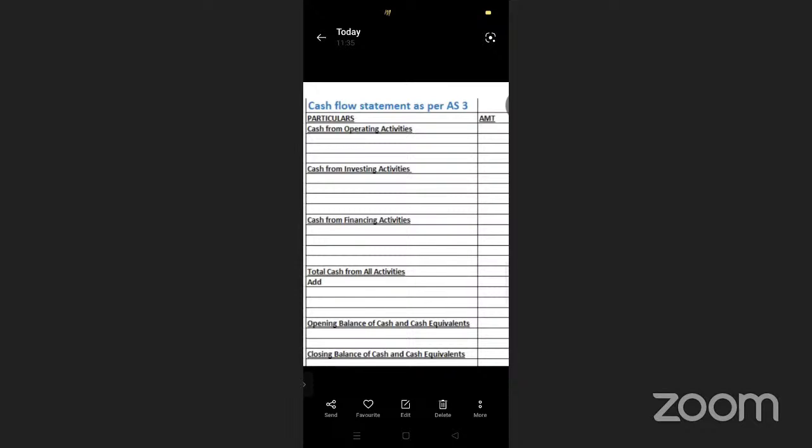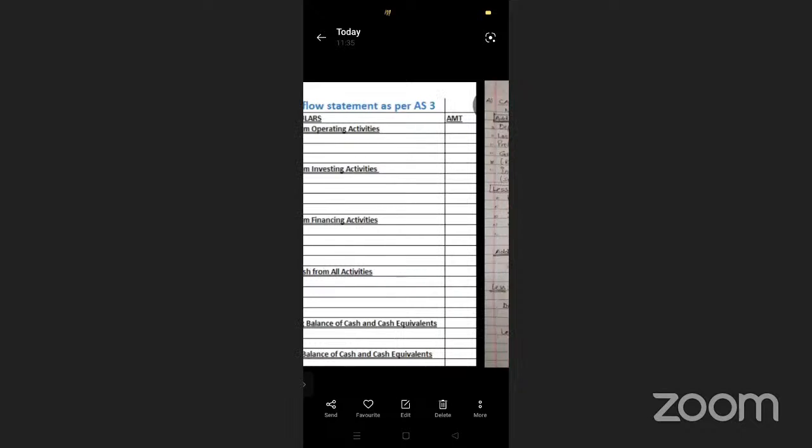Now let us discuss what cash from operating activities is, what transactions or items fall under it, and what the financing activities are, and we will try to find out all three activities. To that we will add the opening balance of cash and cash equivalents, and when you deduct, you should automatically get the closing balance of cash and cash equivalents. So now let us check.